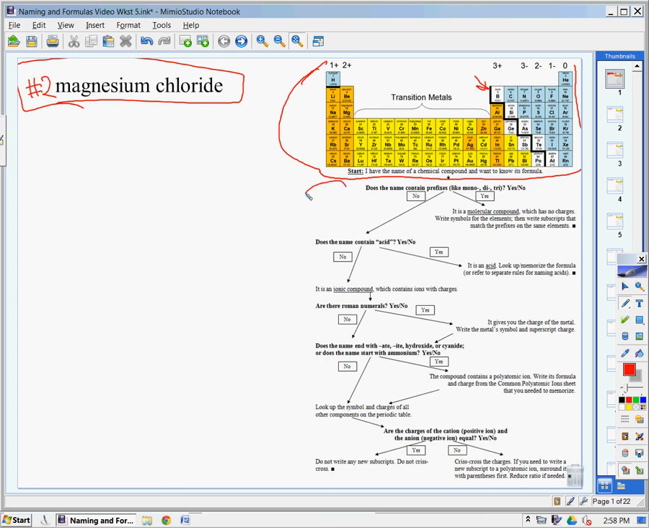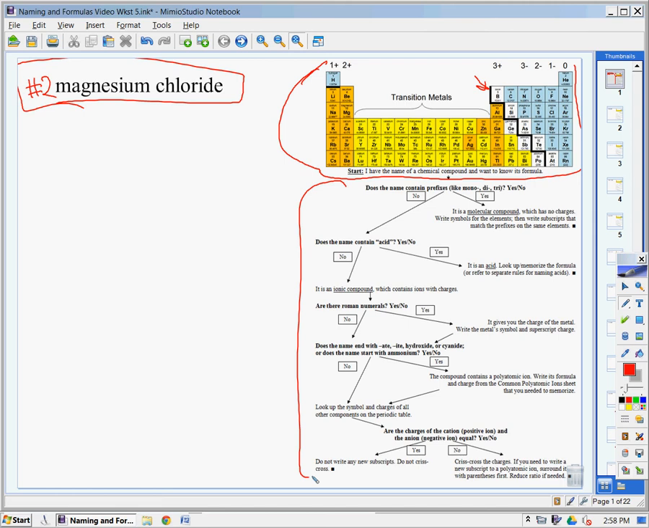I also have down here the flow chart. I mentioned this flow chart a couple times in class. These flow charts can be found in the back of your packet. I'm going to be following through the flow chart and showing how useful the flow chart can be for how to do names and formulas. Remember, you shouldn't be memorizing the flow chart, but this is the decision-making process you should be using.